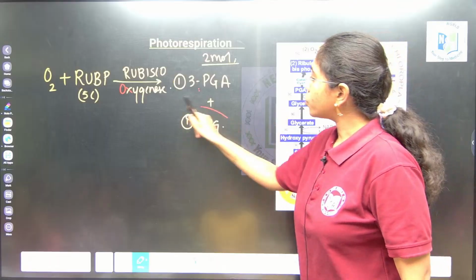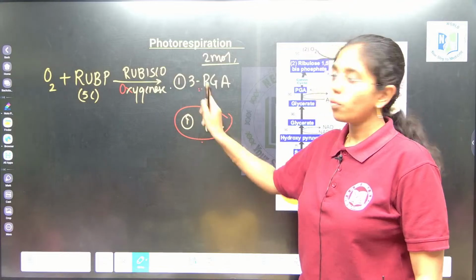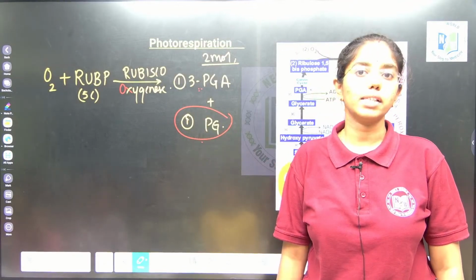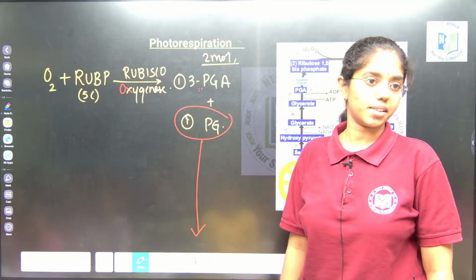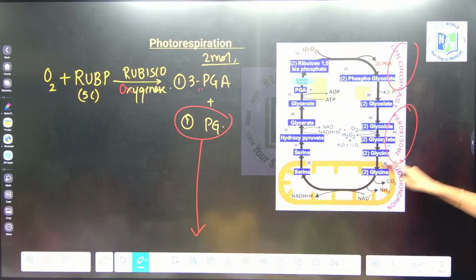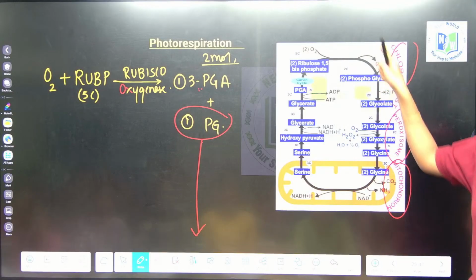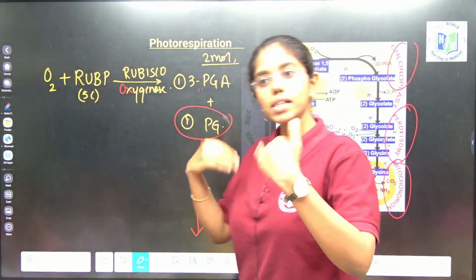So, this one molecule of phosphoglycolate has to convert to one molecule of 3-phosphoglyceric acid. For that, it has to travel across 3 organelles: chloroplast, peroxisome, mitochondria. In that traveling, it requires ATP, it requires NADPH.